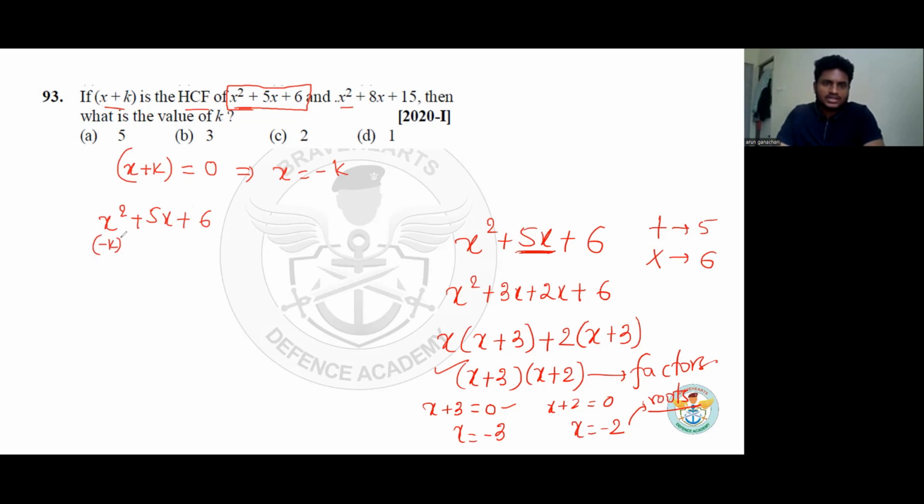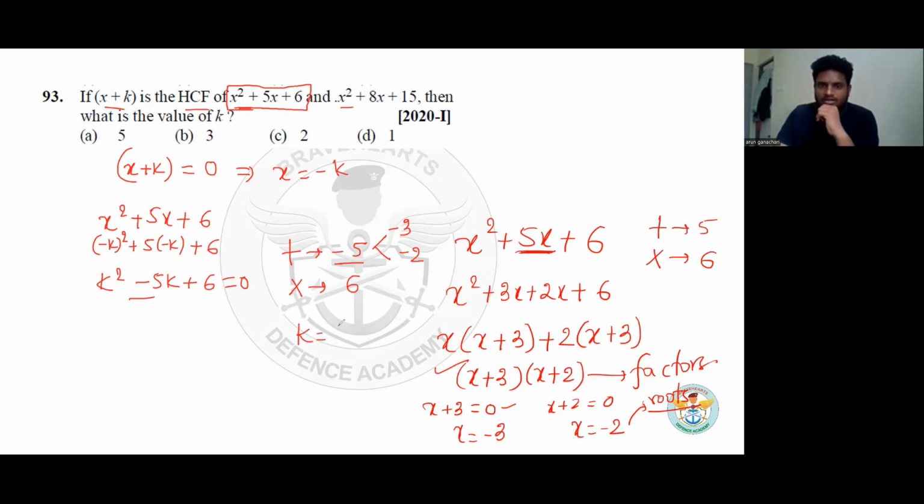Now substitute it in x square plus 5x plus 6. I'll substitute minus k here. So it will become minus k square plus 5 into minus k plus 6. So what am I getting here? k square minus 5k plus 6. Now again I got a quadratic equation. What should be the roots? On addition, my sum should turn out to be minus 5, and on multiplication, my product should turn out to be 6. What are the numbers? 3, 2. 3, 2, but it will be minus 3, minus 2. Yes or no? Because my sum has to come out to be minus 5. So my roots are minus 3 and minus 2.